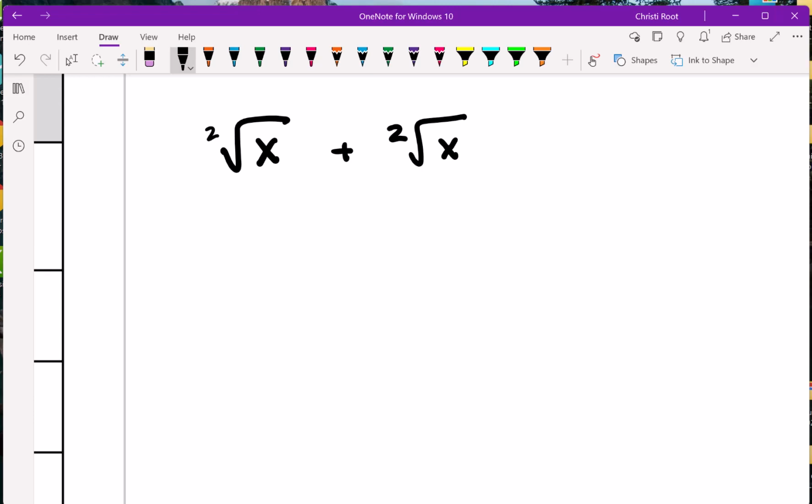So I have 1 square root of x plus another square root of x. So I've got 1 plus 1 gives me a total of 2 square roots of x. That's the way it works. So you're going to look for 2 things. You've got to make sure that your index is the same, and you've got to make sure that your radicand is the same. And as long as they're the same, you can add or subtract all you need.